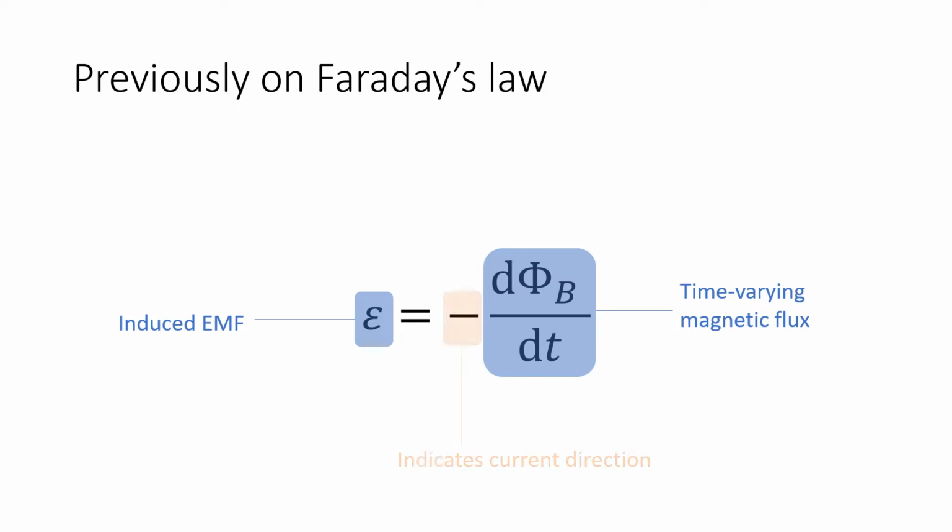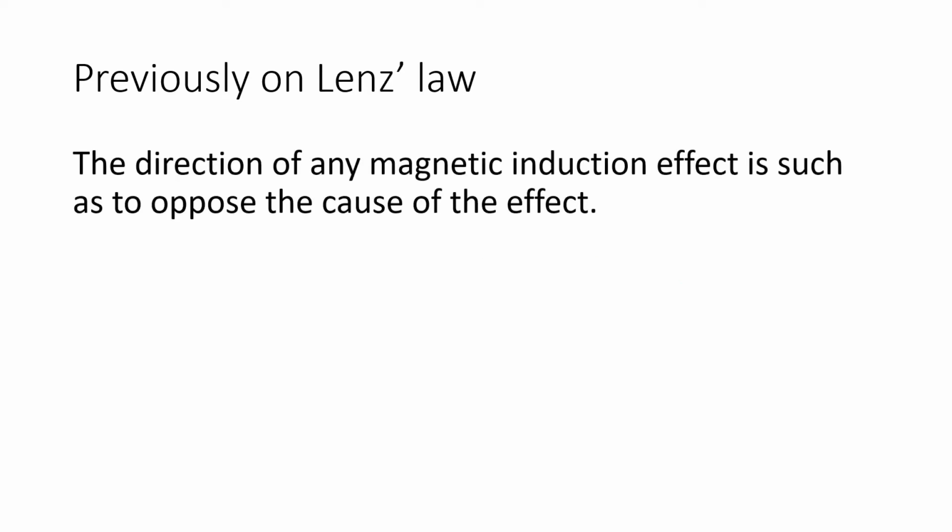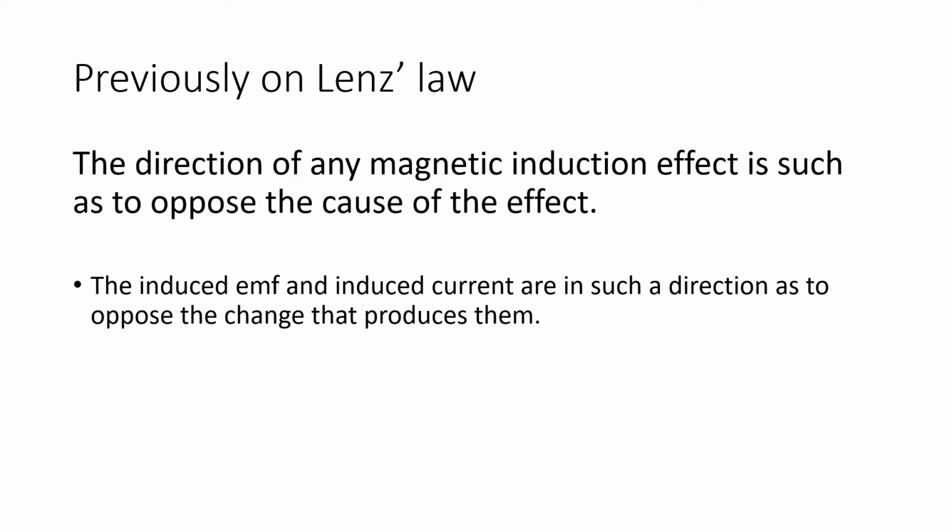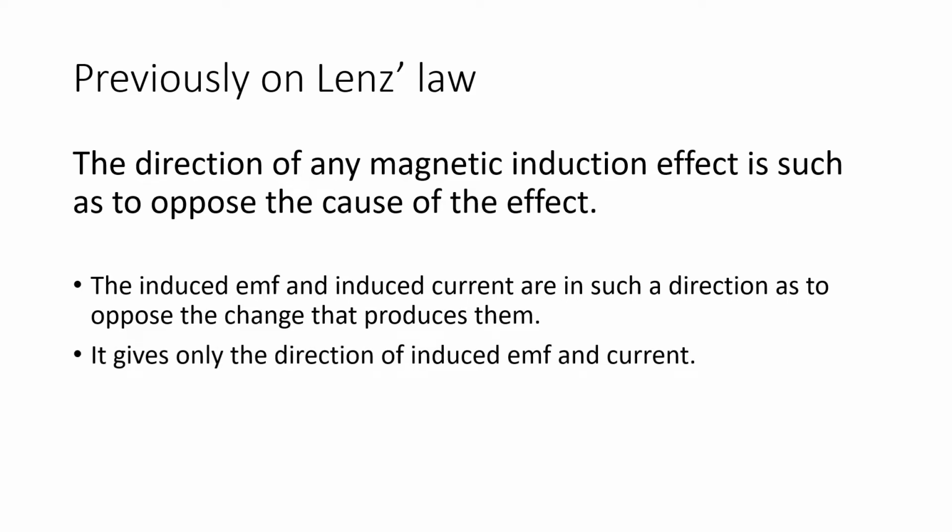The negative sign indicates the current direction, which is better explained by Lenz's law. Now, Lenz's law states that the direction of any magnetic induction effect is such as to oppose the cause of said effect. The induced EMF and current will move in such a way that it opposes the change that produces them. The limitation of Lenz's law is that it only provides the direction of the induced EMF and currents, but doesn't really provide details on the magnitude of these quantities. Now, this lesson today will explore how we can quantify the phenomenon of this induction.